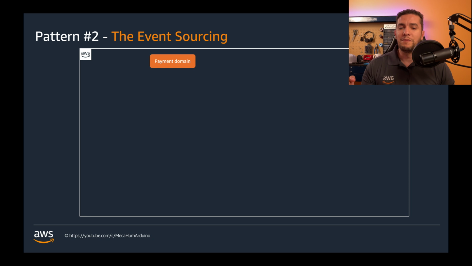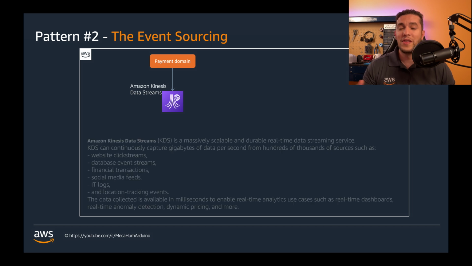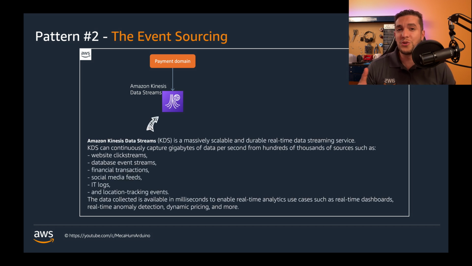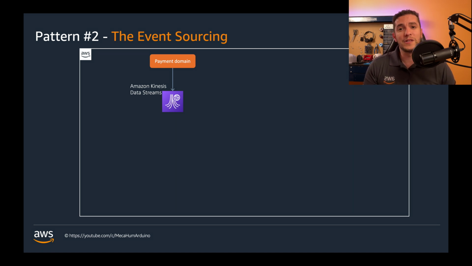Every time a payment goes through, the team decides to send an event through an Amazon Kinesis data stream. This is a massively scalable and durable real-time data streaming service, which can continuously capture gigabytes of data per second from hundreds of thousands of sources. Also, it is serverless, so it perfectly fits our case.